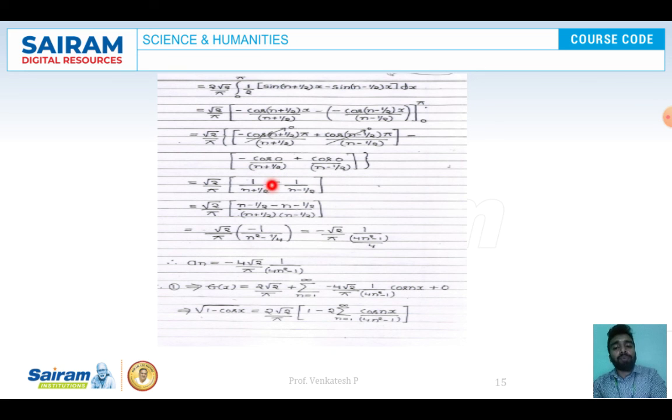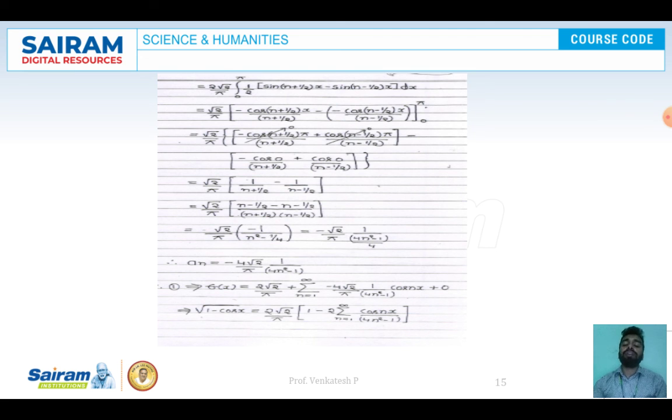Take the LCM over here. We get root 2 by pi into (n minus 1 by 2) minus (n plus 1 by 2), whole divided by (n plus 1 by 2) into (n minus 1 by 2). After simplifying this, we got root 2 by pi into minus 1 divided by n square minus 1 by 4, or minus root 2 by pi into 1 by 4 n square minus 1 divided by 4.